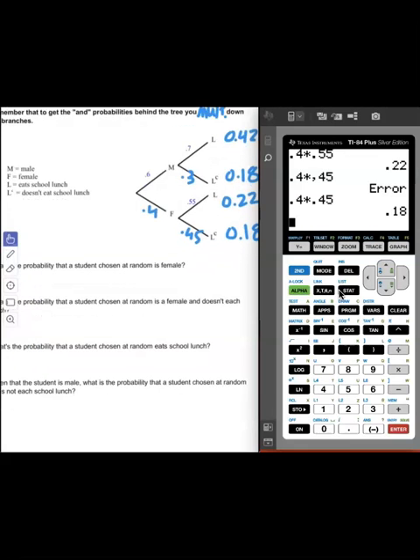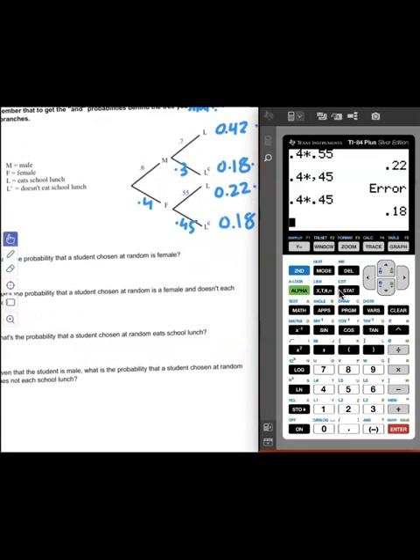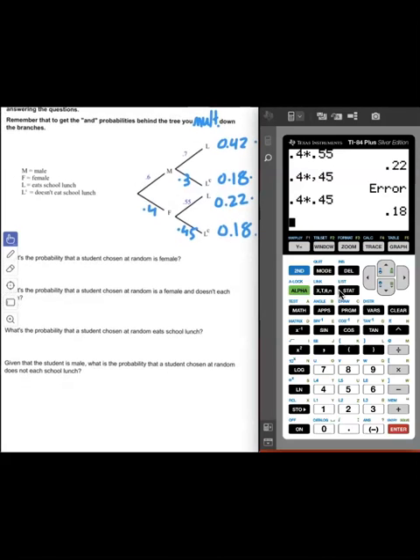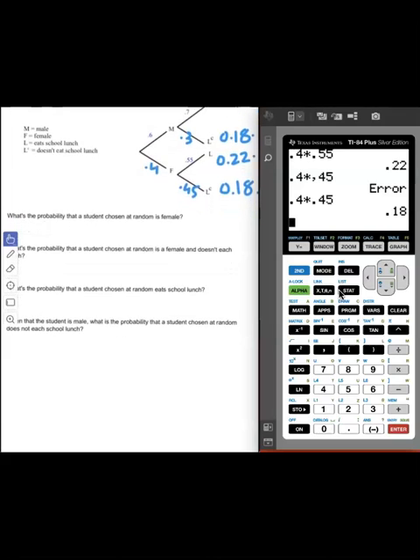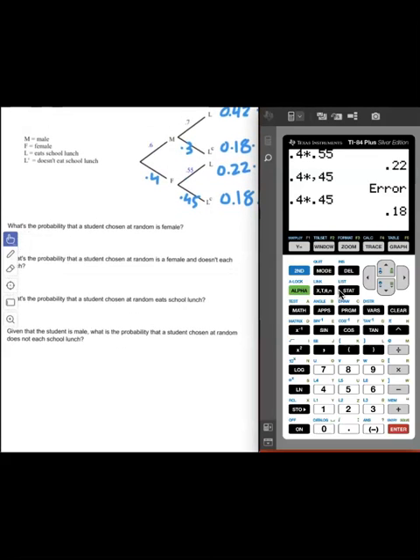So we're going to use these numbers. We're going to see if we can answer these based on what we know now from the tree diagram. First question, what's the probability that a student chosen at random is female? Well, we kind of already answered that. The probability that they're female is already on the tree diagram right here. The probability that we get a female is 40%, 0.4.